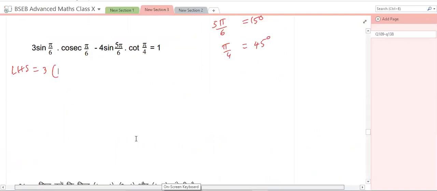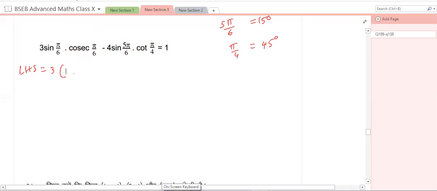Sine of pi by 6 is half. So what we can say is that it is half times cosec, which is 1 over sine. Actually, you can do it like this, or it should have been easier if you can see this. Let's see. You can see 3 sine pi by 6 times 1 over sine pi by 6 minus 4.